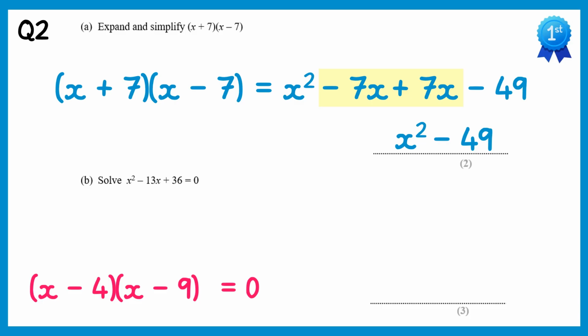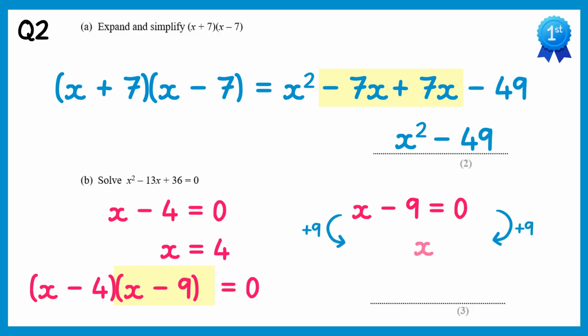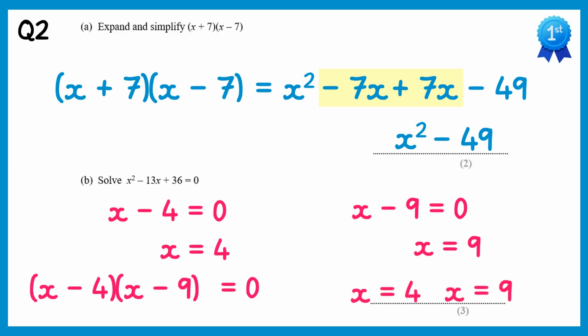Now to find the solutions to this, we take each of those brackets and set them equal to 0. So we've got x minus 4 equals 0. To solve this, just add 4 to both sides. On the left you get x, and on the right you get 4. Then do the same for the next bracket, so x minus 9 equals 0. Add 9 to both sides, you get x on the left, and 9 on the right. So there are two solutions to this quadratic equation. We've got x equals 4 and x equals 9.